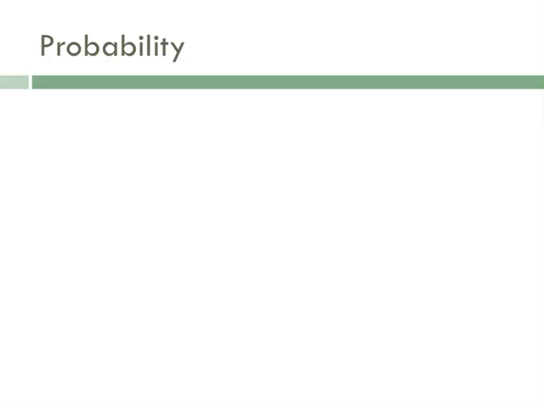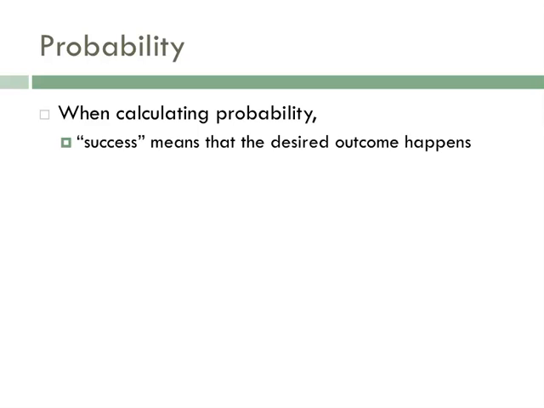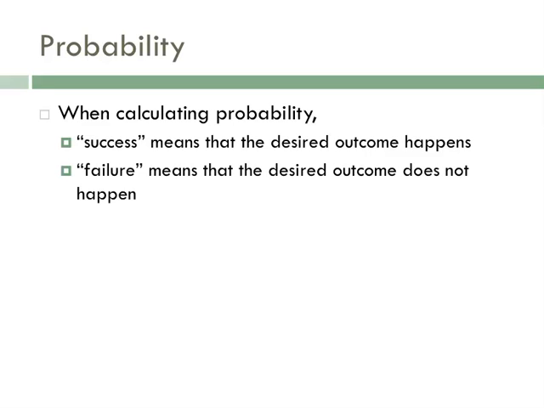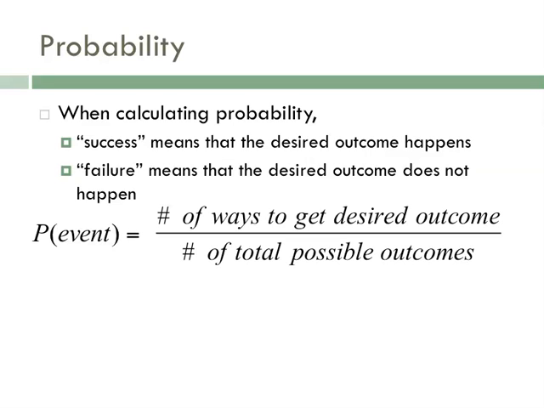So when we calculate probability, generally we say success, quote unquote success, means that the desired outcome happens, whereas quote unquote failure means that the desired outcome does not happen. Okay, so if you were trying to find the probability of some event occurring, in the numerator, you'll want to put the number of ways in order to get the desired outcome and put it over the number of total possible outcomes.